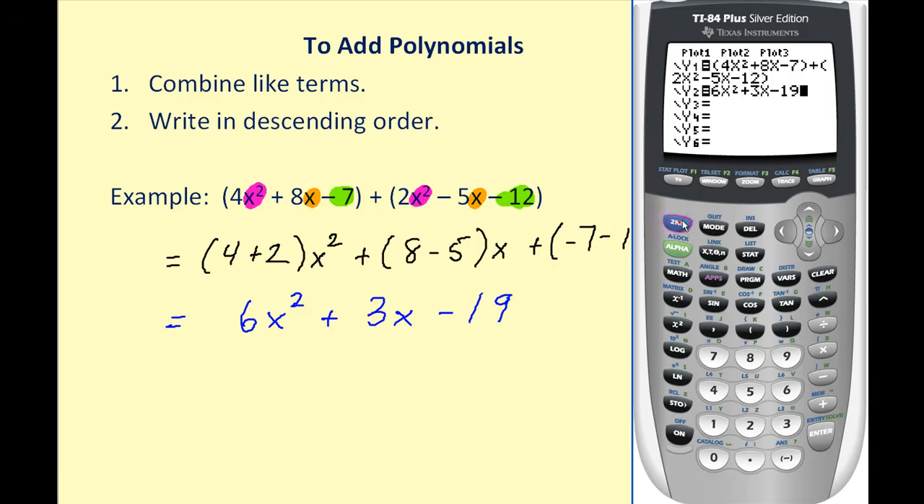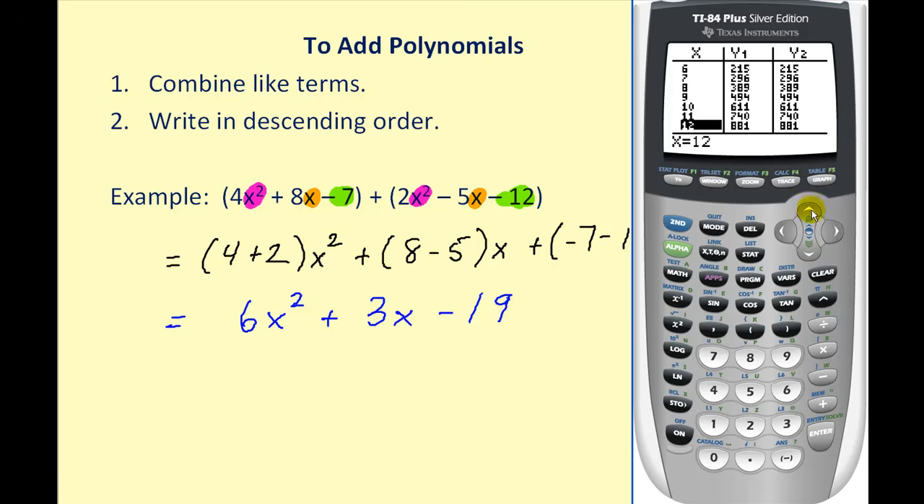The way we do this, if we press second graph, notice that for whatever x value we choose, y1 is equal to y2. So what that means is that those expressions must be equivalent if they're producing the same output for different values of x.